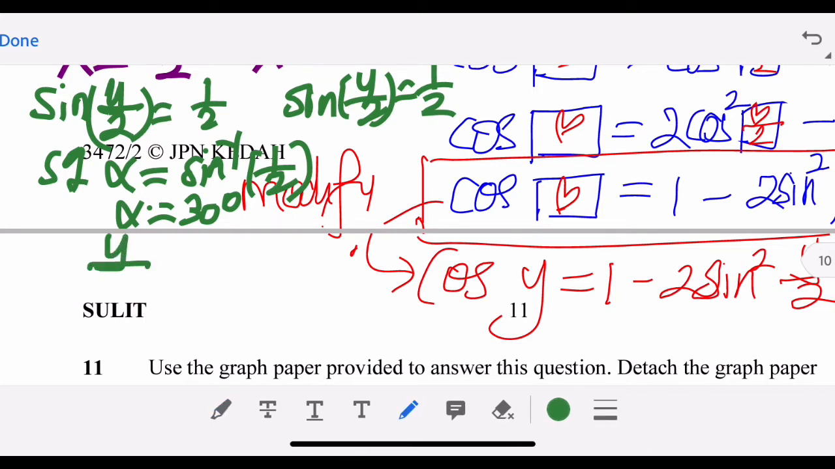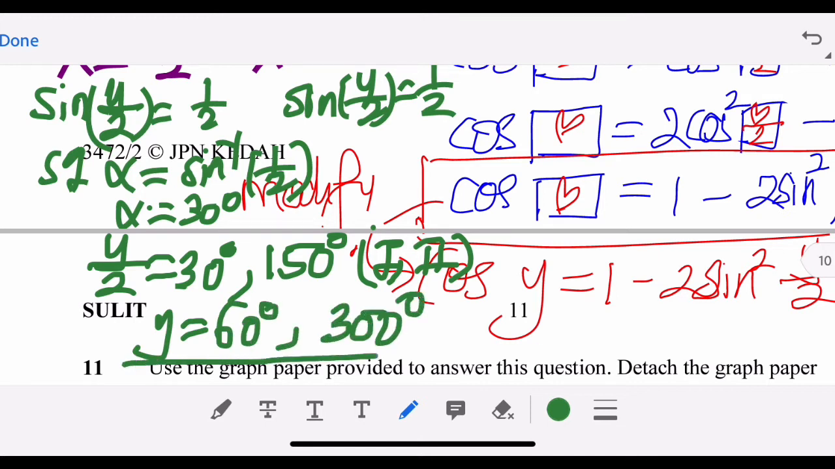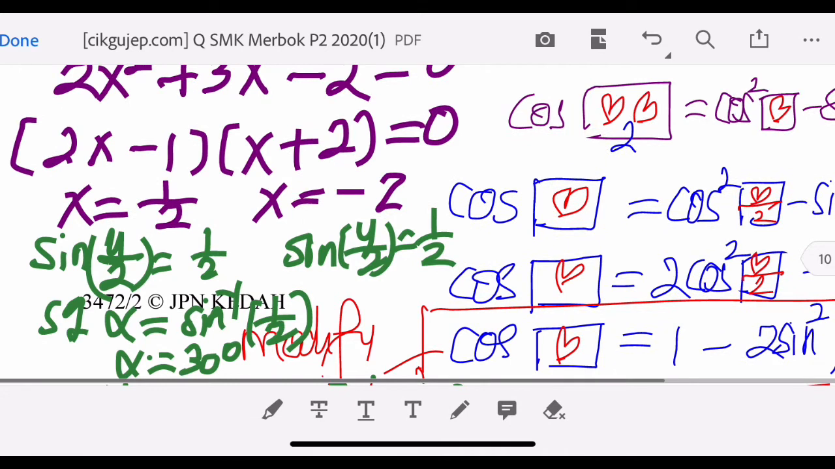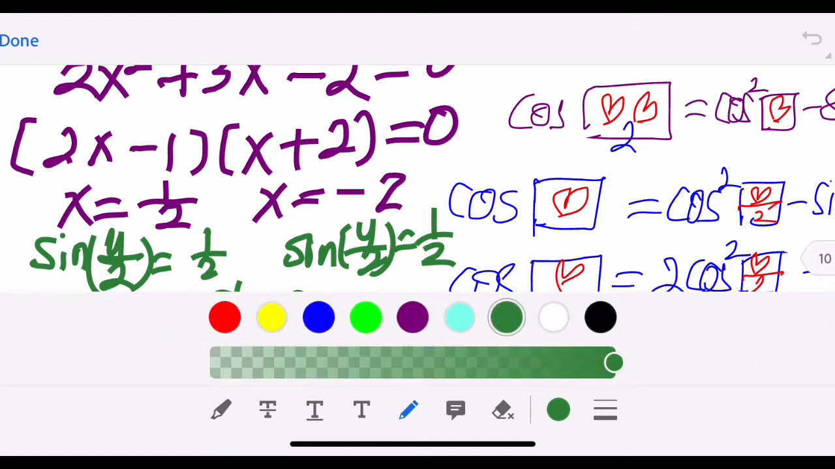That is called the reference angle, and then you refer to the quadrant where sine is positive, which is the first and second. So then you will solve y over 2 equal to 30 degrees and 150 degrees, and hence y equals 2 times 30, which is 60, and 2 times 150, which is 300 degrees, right? So now we managed to solve this trigo equation. Okay, even though it involves half angle.